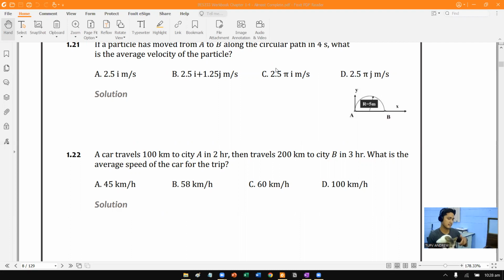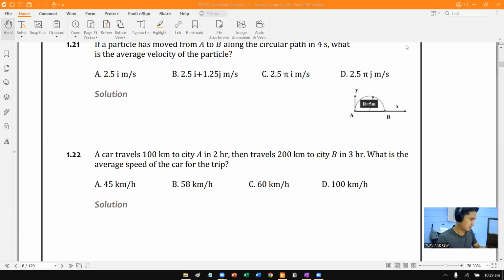Answer now. 58 kilometers per hour. Okay, I think that's the answer, but let's see how they got 75 and how they got 100.